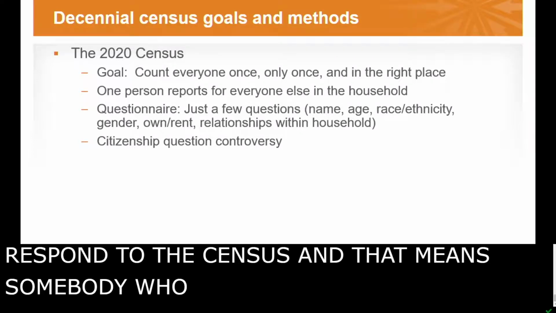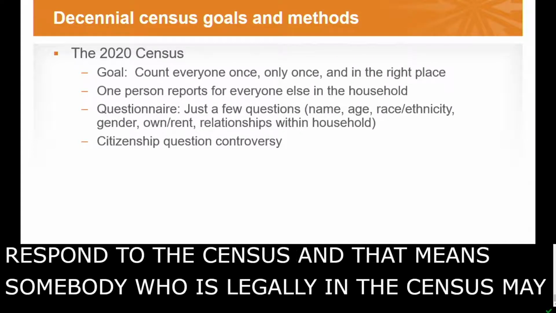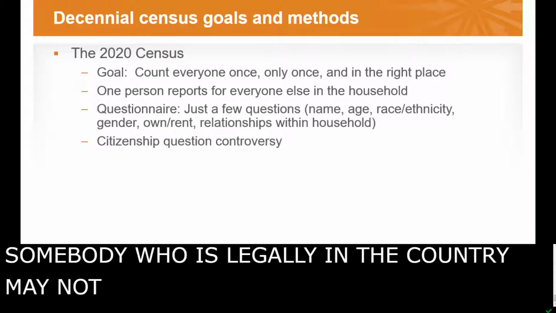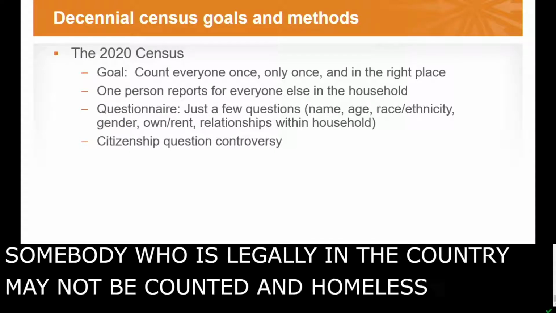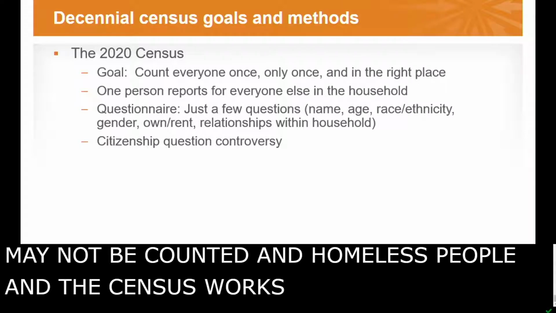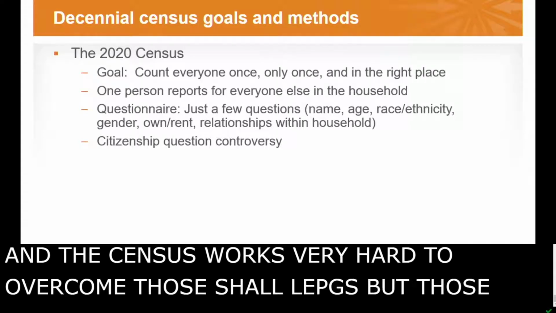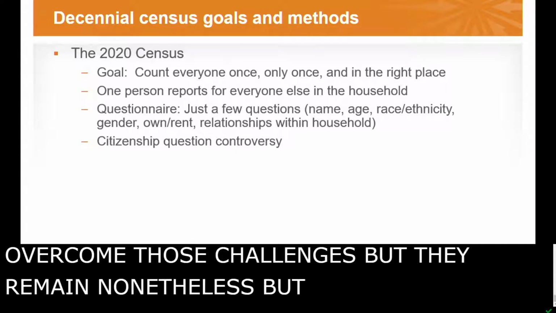Also, people move around, right? People have multiple addresses. Homeless people have no address. It creates challenges for the count, and the census has worked very hard to try and overcome those challenges, but those challenges remain nonetheless. But their goal is always to say, okay, as of April 1st of, in this case, 2020, what's the population of the United States, and where are those people?